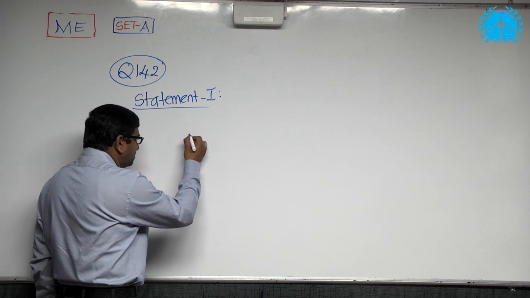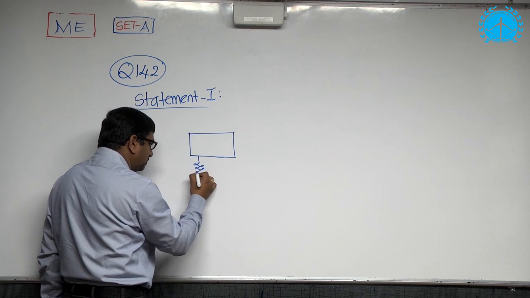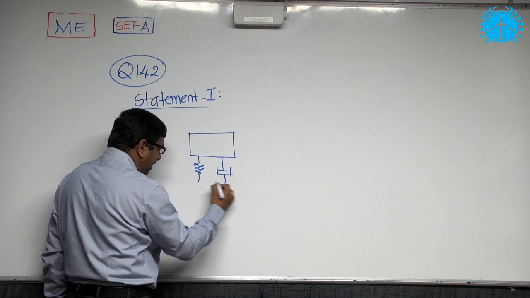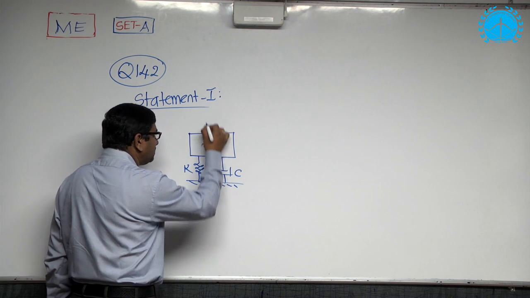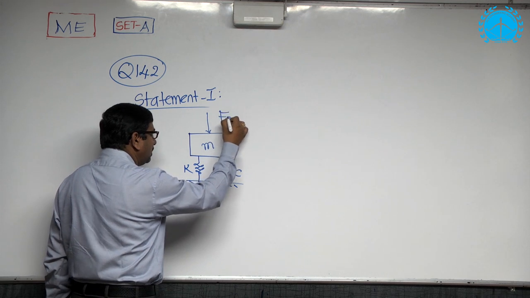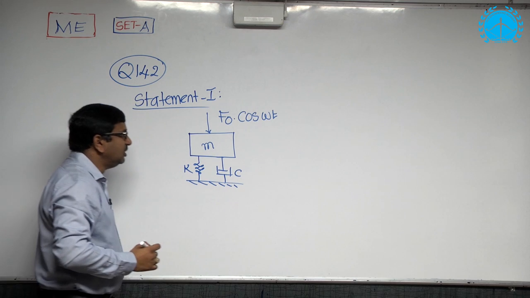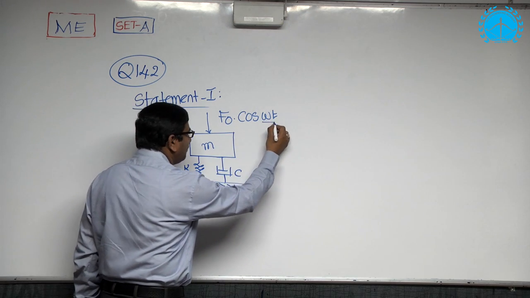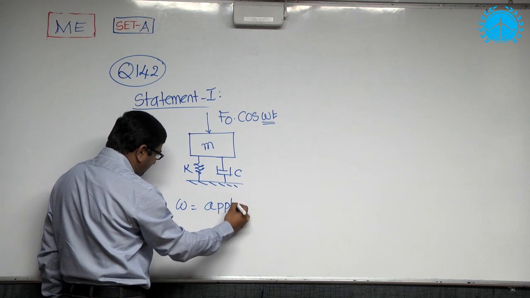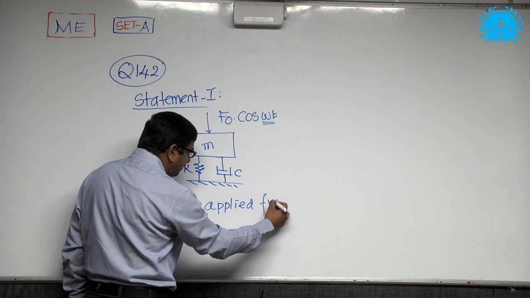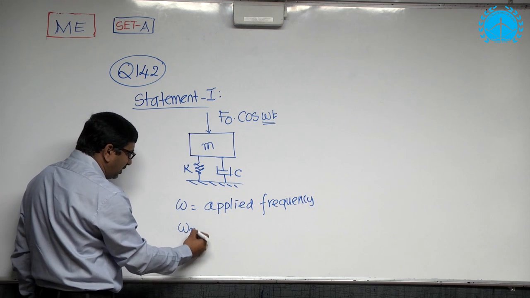So what exactly is this? If you have any system subjected to an external force, where the external force is applied with a certain magnitude, amplitude, and some frequency, let us say omega t, then omega is the applied or forcing frequency, whereas the natural frequency of the system depends on its parameters, which is square root of k by m.